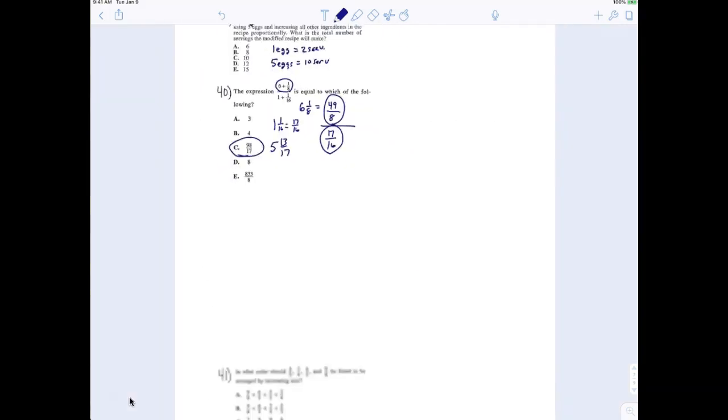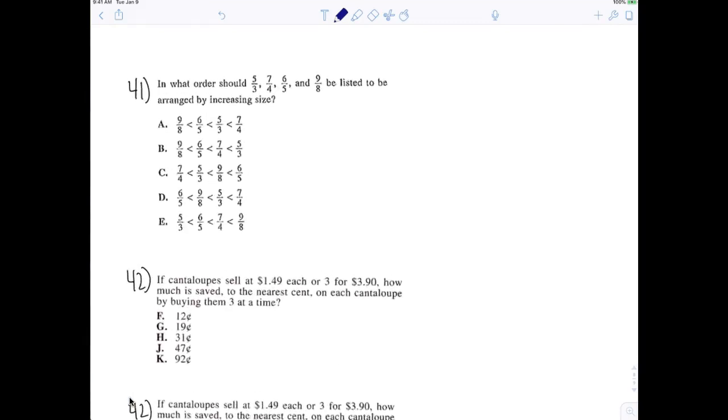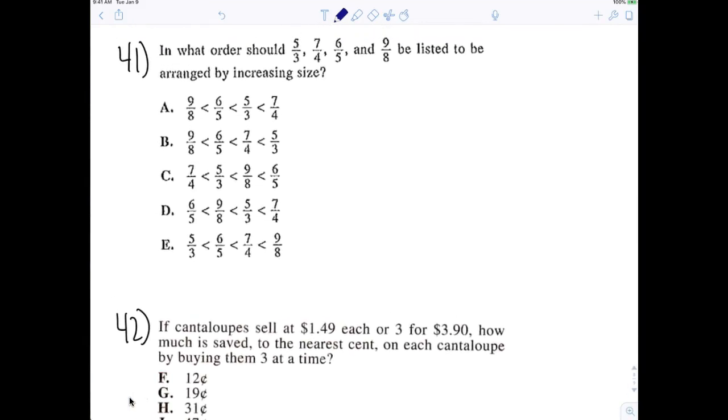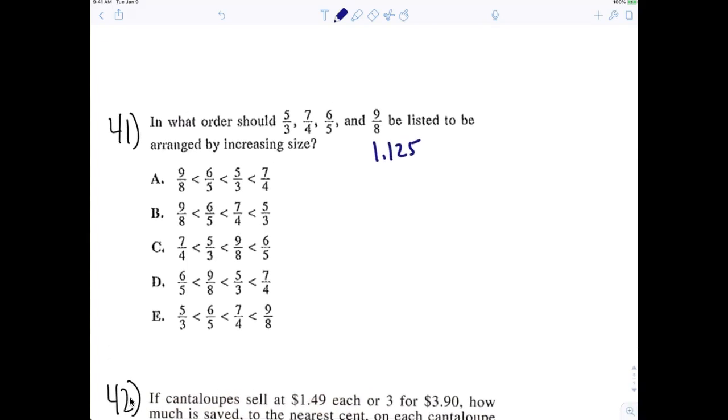All right. Come on, let's try to get finished. 41. Now, what's the smallest here? 9 divided by 8 is 1.125. 6 over 5 is 1.2. 7 divided by 4 is 1.75. And 5 divided by 3 is 1.6 repeating. So the smallest is 9 over 8, correct? So it's not C or D or E.